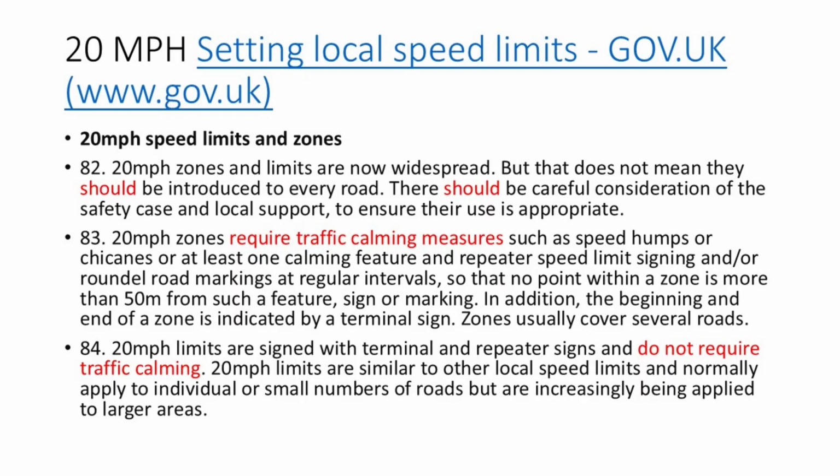So as I was searching on the internet, I came across this document, and as you can see it says setting local speed limits government, and it highlights the difference between speed limits and zones. And this I think is important, because as you look at this slide it says quite clearly zones and limits are now widespread, but then it says that does not mean they should be introduced on every road. There should be careful consideration of the safety case and local support to ensure their use is appropriate.